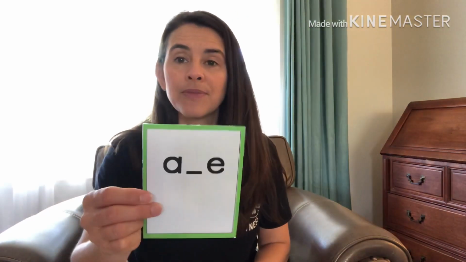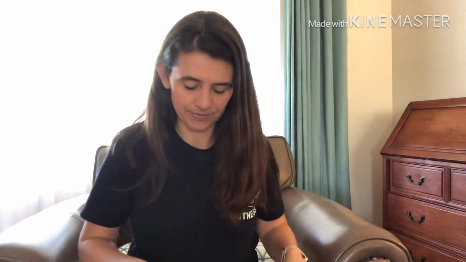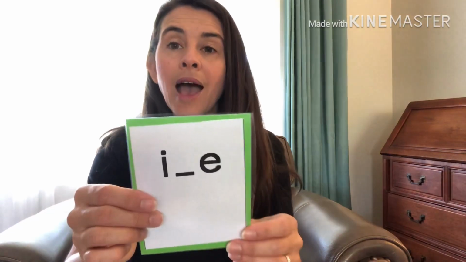So I could make a word like, can you guess, I'm hungry? Cake, all right? So we're gonna go through the final E sounds really quickly, and then we're gonna look at some second grade words that have that final E spelling. All right, here we go. Say them with me. A, U or oo. You have to try both sometimes. O, I, E. Good job.